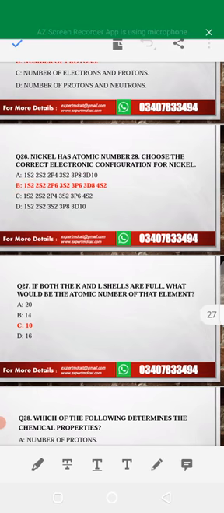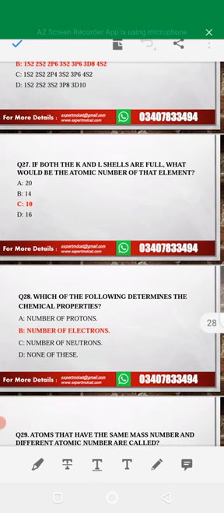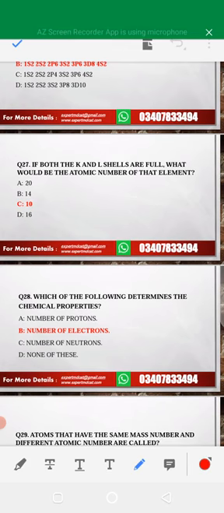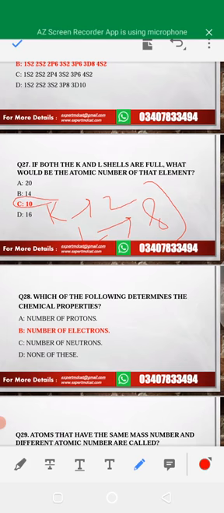Question number 27. If both K and L shells are full, it means that K has 2 electrons and L has 8 electrons. So the total number of electrons would be 10, and the atomic number is based on the electronic configuration. So the atomic number of that element would be 10. So option C is the correct answer.